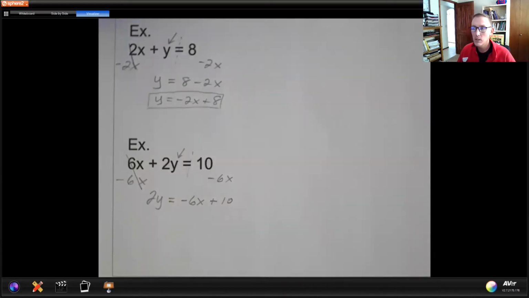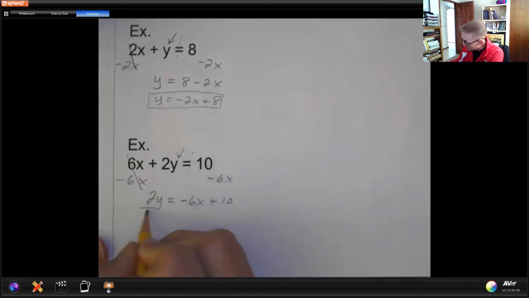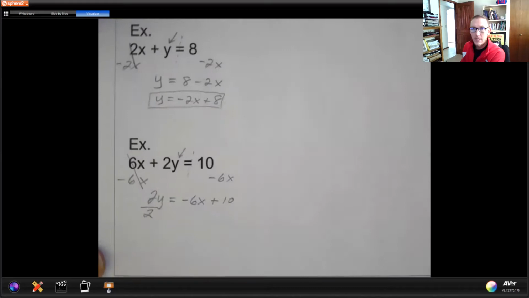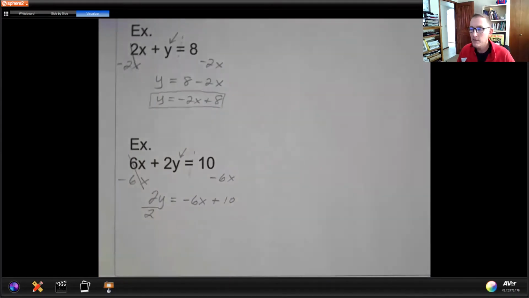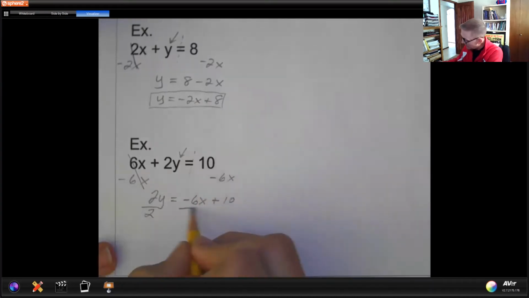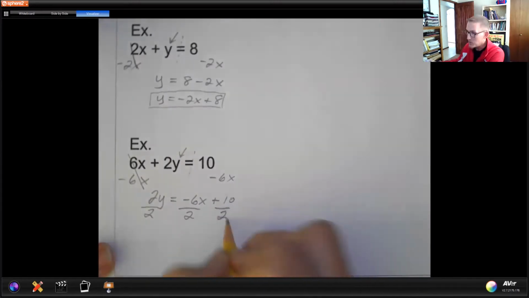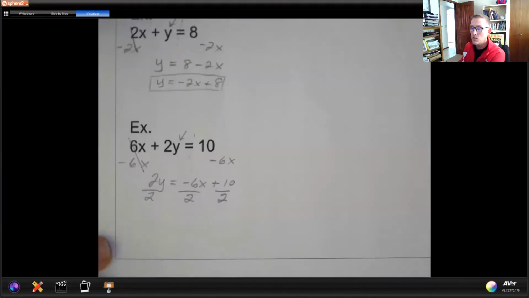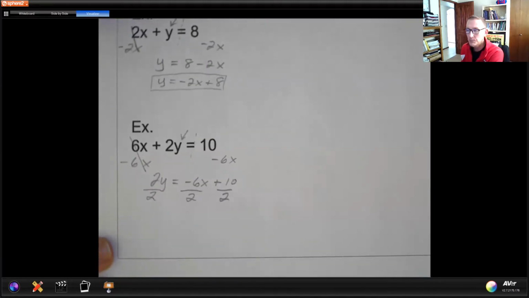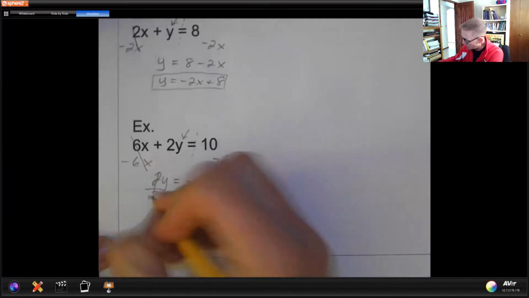Now, y is not alone yet. I have to get y alone, and in order to do that, I have to divide by the number that's touching y. So I'm going to divide by 2. Now, the key is whatever I do to one side of the equals, I have to do to the entire other side of the equals. So if I'm going to divide this by 2, I need to divide the negative 6x by 2, and I need to divide the 10 by 2. Everything in the equation has to be divided by 2. Well, these 2's reduce away.